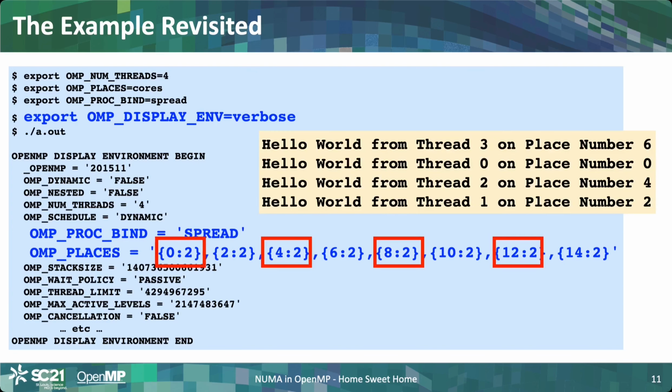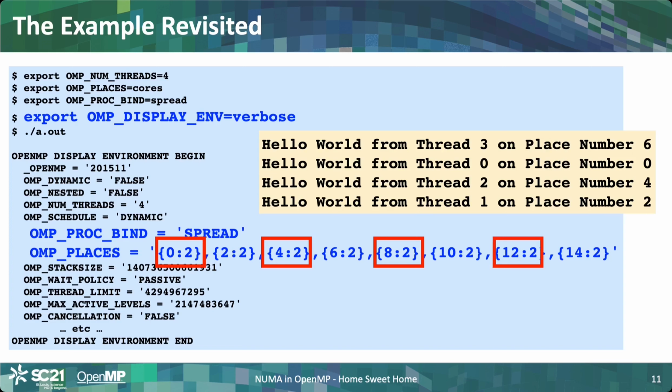And now I know where my threads are actually running, because my program would print out a place number. For example, the first line, thread number 3, is running on place number 6. Well, when you do the counting, you see that's the last one in those squares, those red rectangles. And what you see, the place number 6 consists of hardware thread IDs 12 and 13. So that's where my thread number 3 has been running.